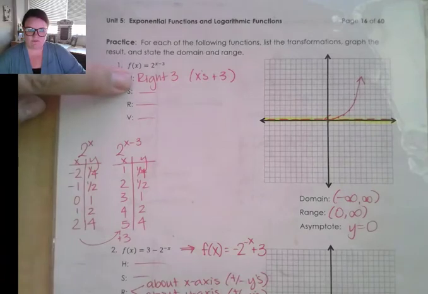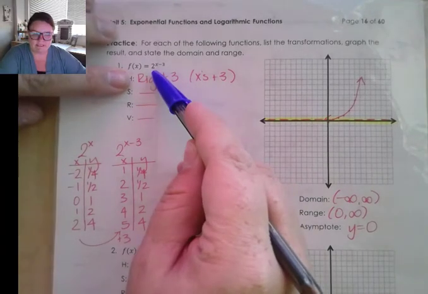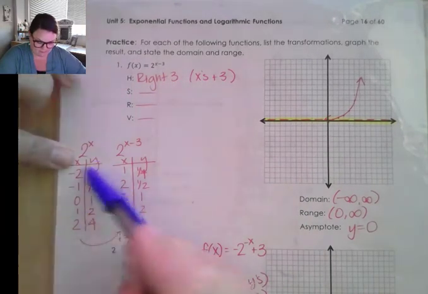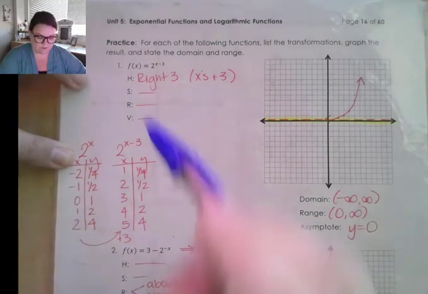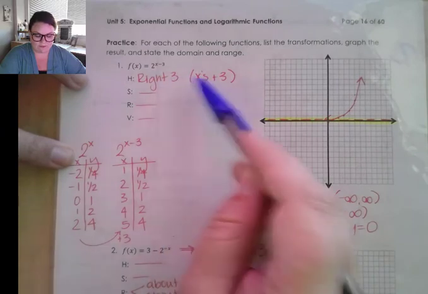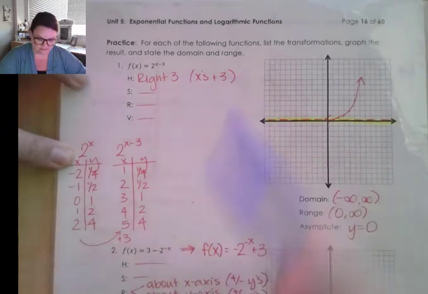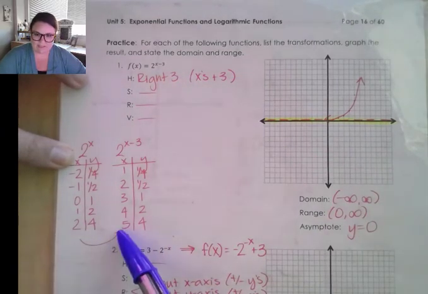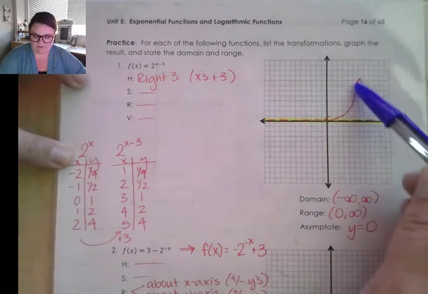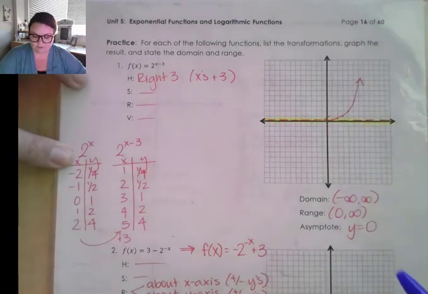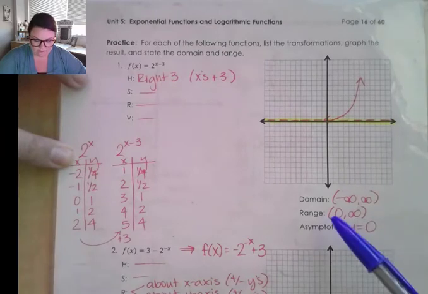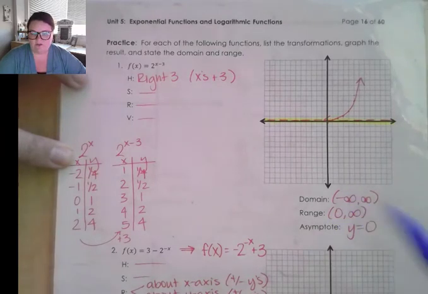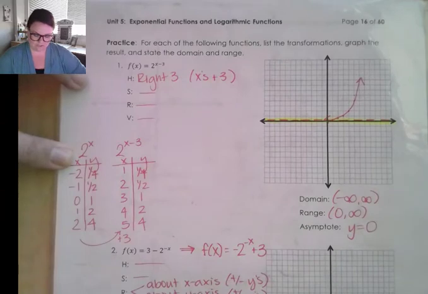On this one, we should have started with exponential base 2. So I have it all filled out here. You can check your numbers. And the only transformation we had on this one was to move it to the right 3, which means we're going to be adding 3 to our x's. So as we add 3 to those x's, that will shift the graph over here to the right, which means the asymptote is still at y equals 0, and our range is 0 to infinity. Our domain is all real numbers. Okay, let's look at the next one.